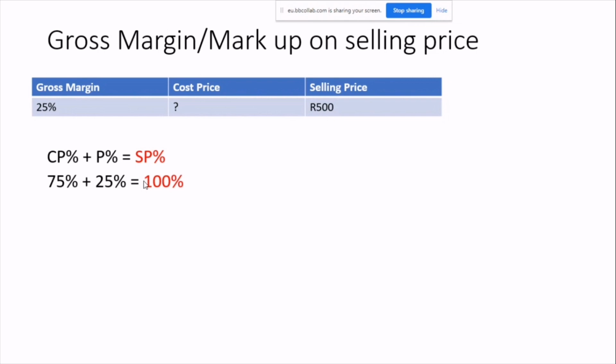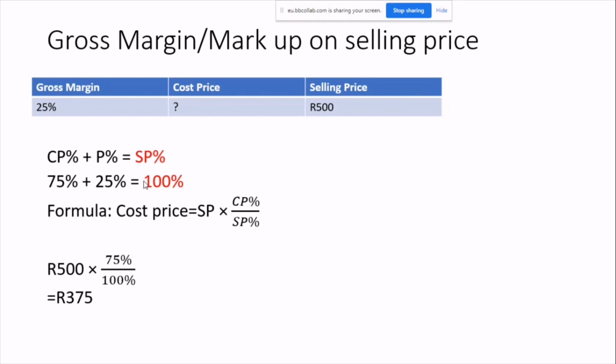To the formula: cost price equals SP, which is the selling price, multiplied by the CP percentage, divided by SP percentage. Going back to our formula, note that our selling price is given, which is 500 Rand, multiply by CP. Let's go back. Our CP is 75%, divide by SP, and our SP is 100%. So when you do the calculation, your cost price therefore is 375.